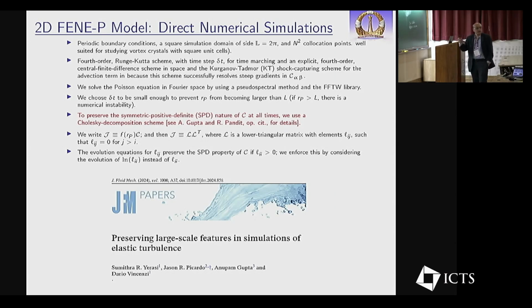I mean, you can't blindly use a standard pseudospectral code. You will get into all sorts of troubles. In particular, this polymer conformation tensor C has to be symmetric, positive definite. And if you don't use some clever tricks, you lose that property right away.